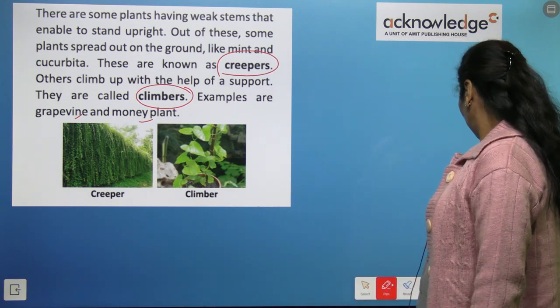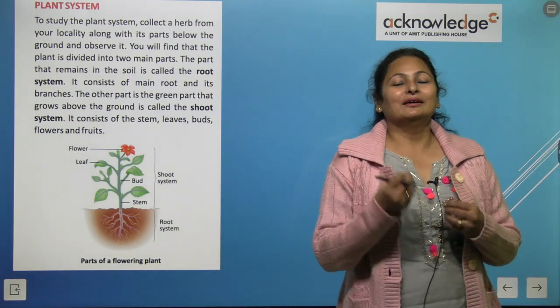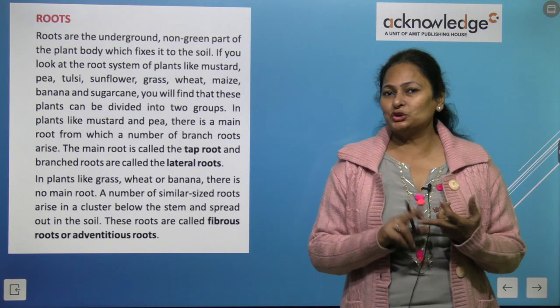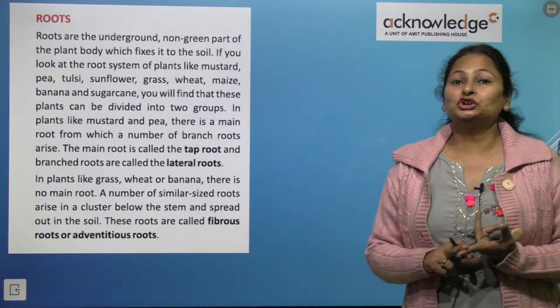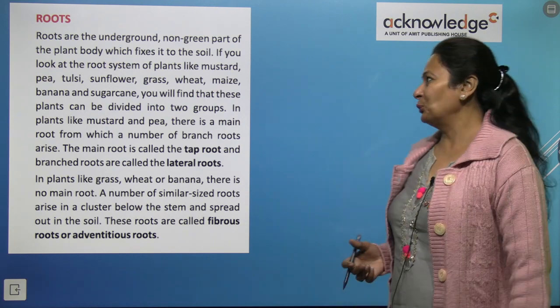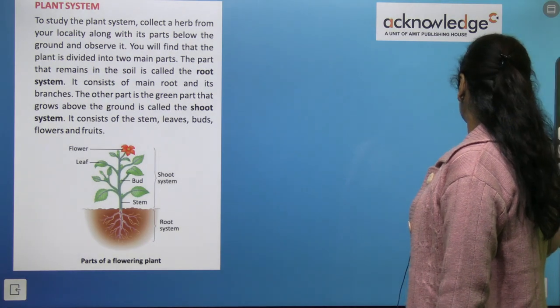Alright, so moving to the next, we will see the plants have two systems. One is the root system, another is the shoot system. So we will discuss these two, right? So let's begin with the plant system.